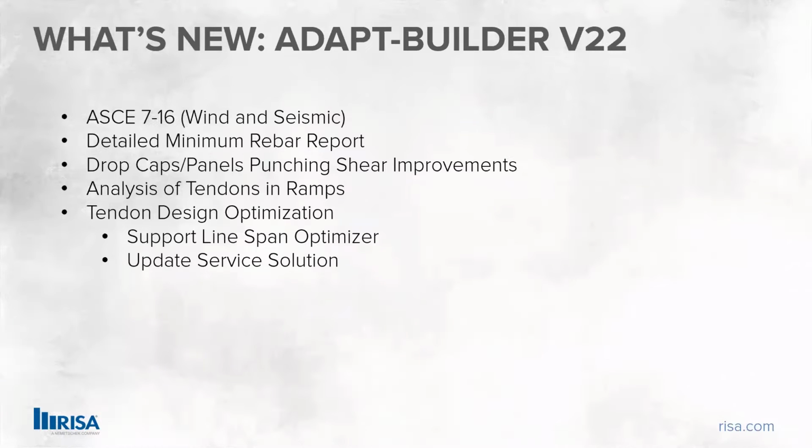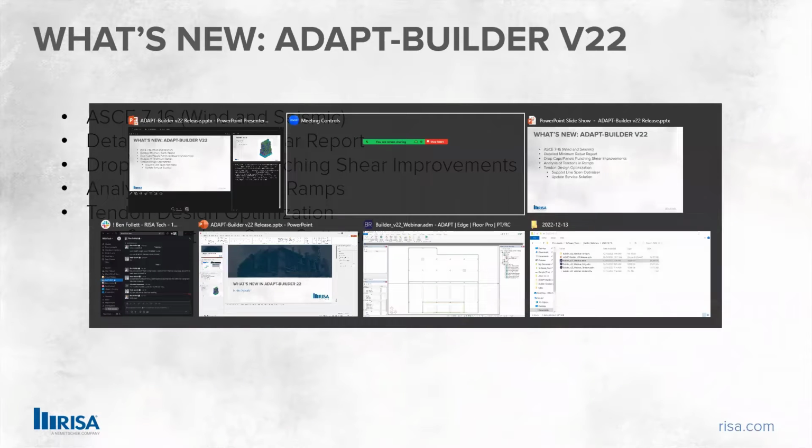So today we're going to be talking about the major new features that have been added to Adapt Builder version 22. These include the addition of ASCE 7-16 for wind and seismic loads, a new detailed report for minimum rebar, the ability to combine drop caps and panels for punching shear, the analysis of tendons in ramps, and my personal favorite topic, the tendon design optimization using two new tools, namely the new support line span optimizer and the update service solution button. So let's go ahead and jump into Builder.